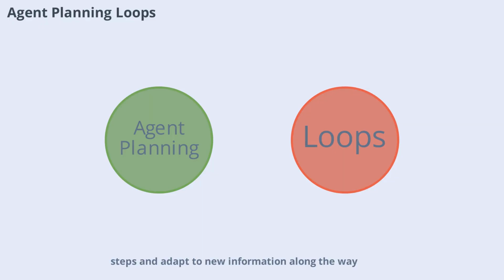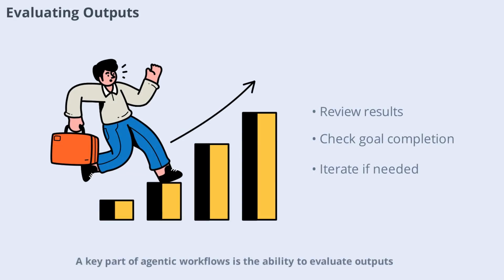A key part of agentic workflows is the ability to evaluate outputs. After each action, the agent reviews the result to determine if it has achieved its goal or if further steps are needed. This self-evaluation ensures that agents don't just follow instructions blindly but actively work toward the best possible outcome.